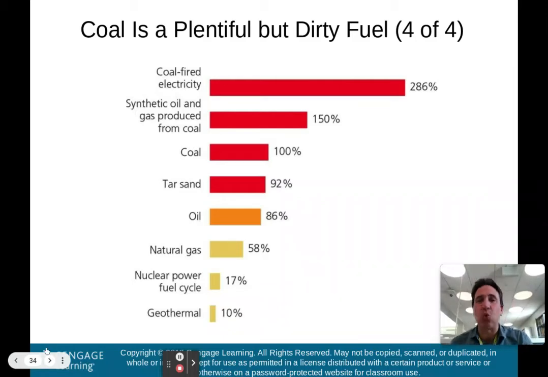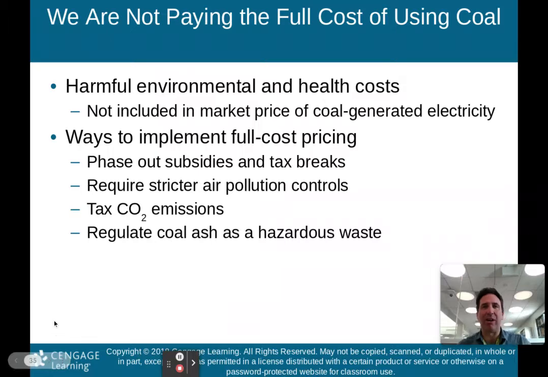So again, this is why we need to move away from producing our electricity with coal, because it is just destroying the environment. Again, 286% of carbon dioxide emissions when you're making electricity from coal compared to just burning coal itself. Okay, so again, we need to migrate away from coal.